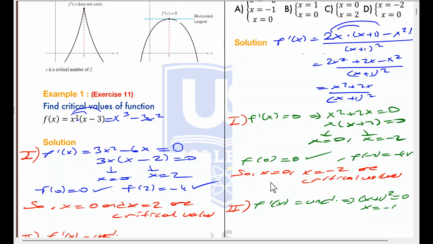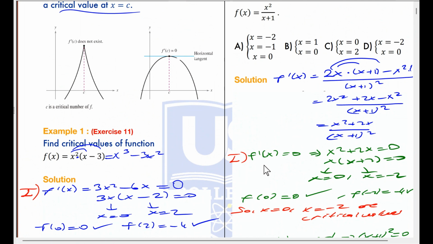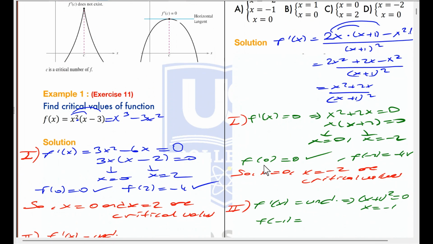So the second step would be checking if the original function is defined at that point. F of minus 1 is equal to, the original function is, let me see one more time, x squared over x plus 1, which gives you 1 over 0. So undefined.